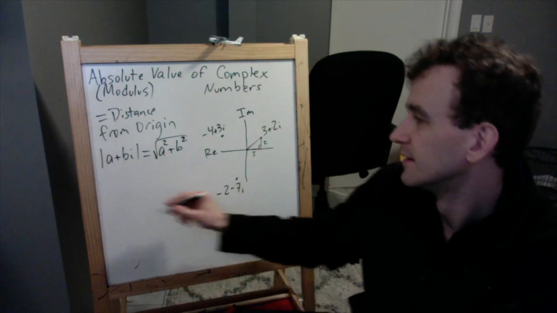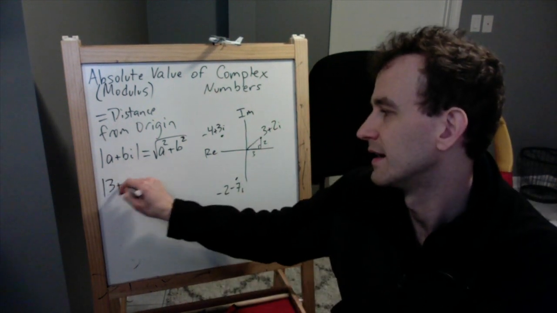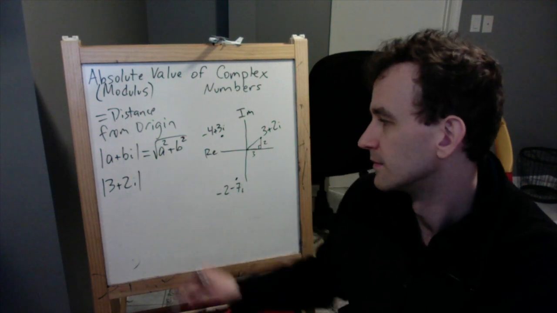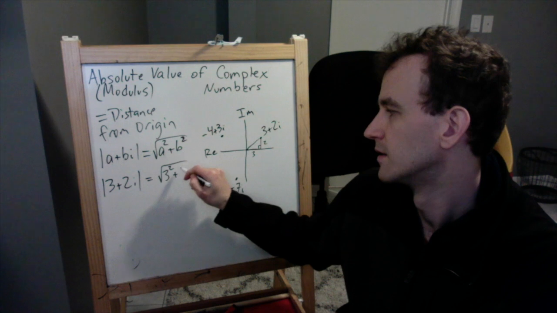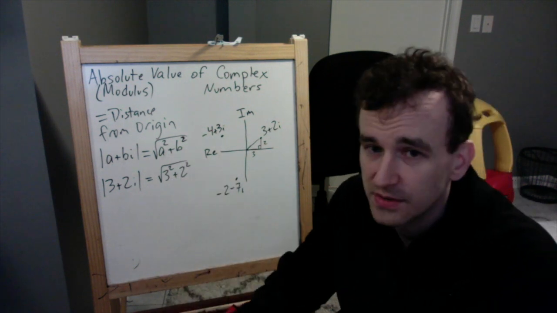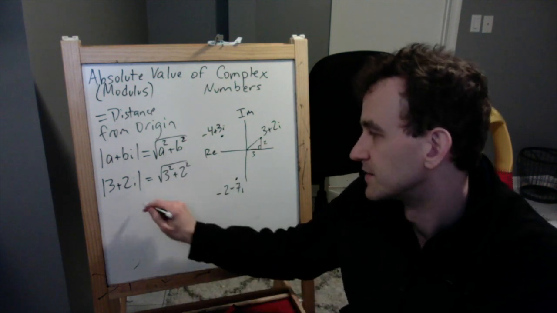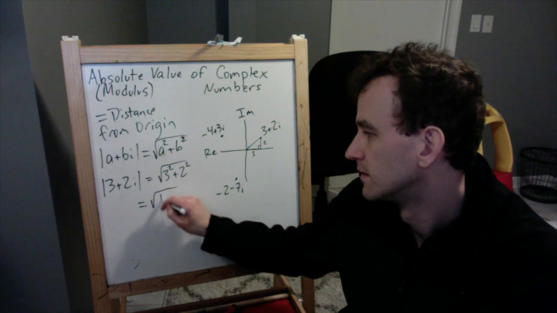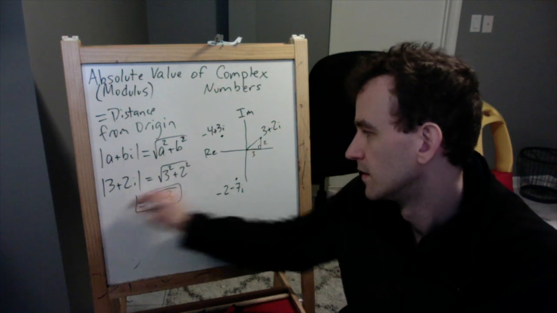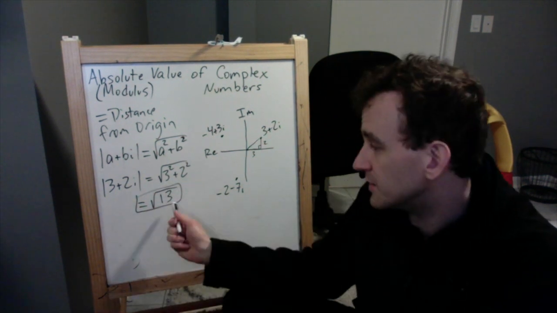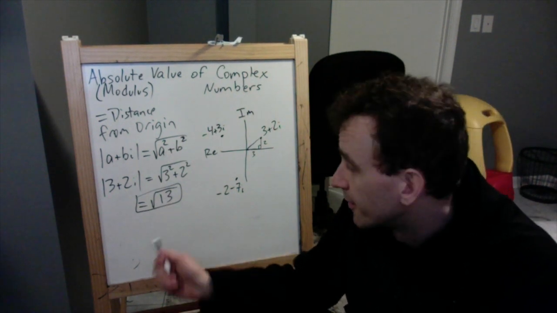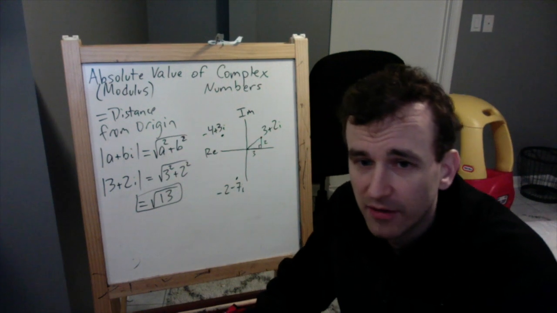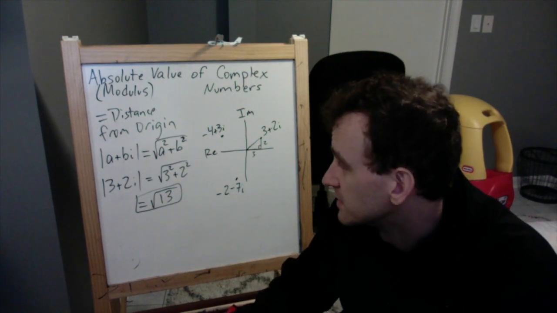So if we're at 3 plus 2i, well, our absolute value is just the square root of 3 squared plus 2 squared. That's 9 plus 4, which is root 13. In general, you need to look and see if this simplifies at all. With 13, you can't factor anything out of 13, so this one doesn't.